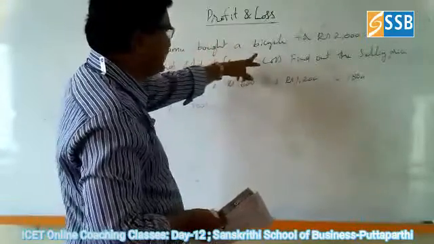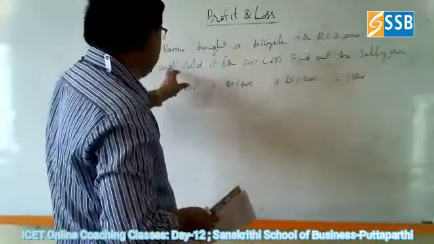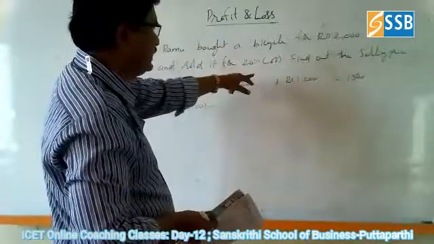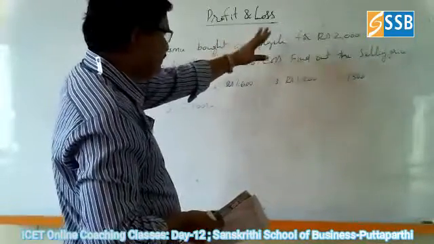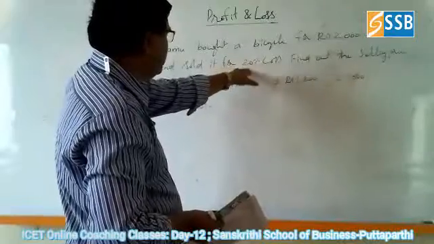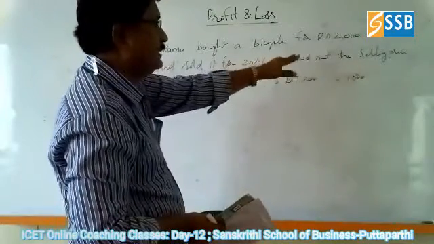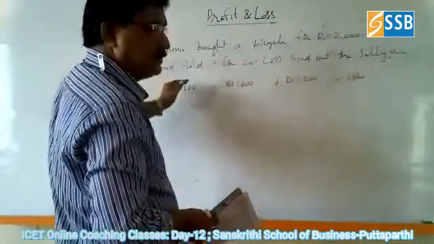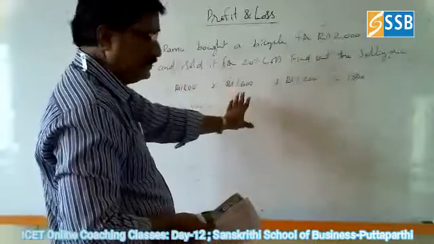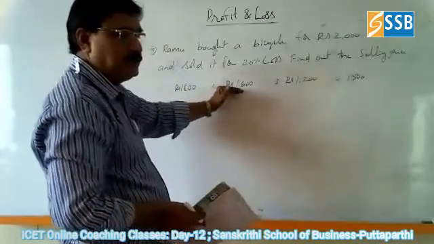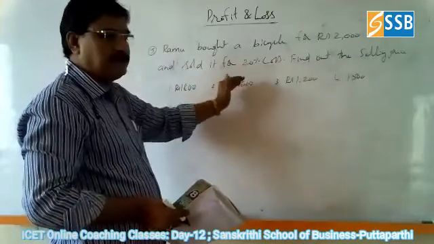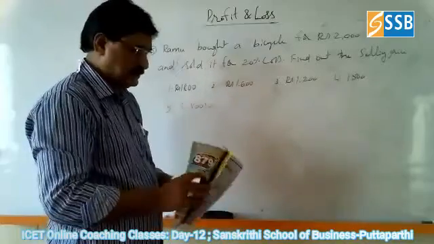Ramu bought a bicycle for rupees 2000 and sold it at 20% loss. So he purchased for 2000 and he sold for 20% loss. Find out the selling price. What will be the selling price among these options? So you have to work out, and tomorrow you come along with your answer. Tomorrow we are going to discuss. Okay, thank you.